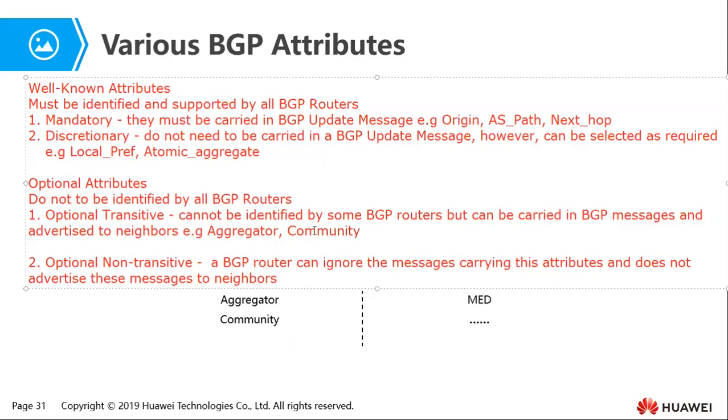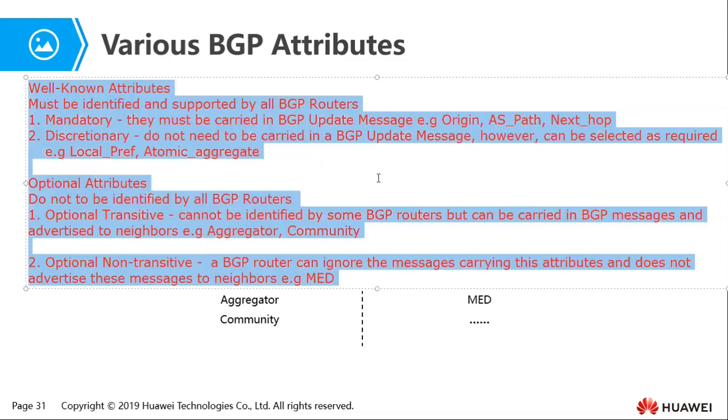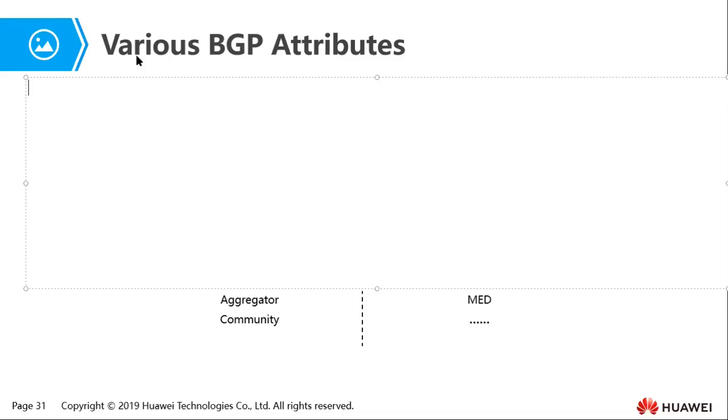So generally, with non-transitive, it does not advertise to the neighbors. Transitive, it can advertise to the neighbors, because it can carry it. Yes, I don't understand these attributes and what they mean, but I can carry it and advertise it to the neighbors. Here, I simply ignore the message and do not advertise it to the neighbors. So examples include what we call the multi-exit discriminator, which we're also going to see in a short while.